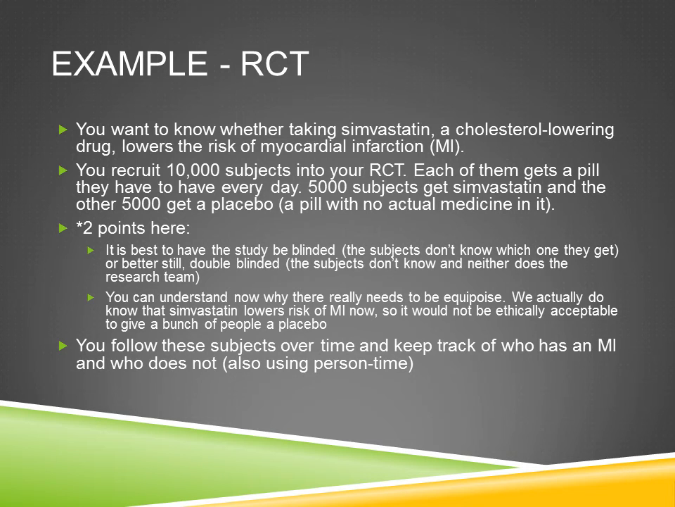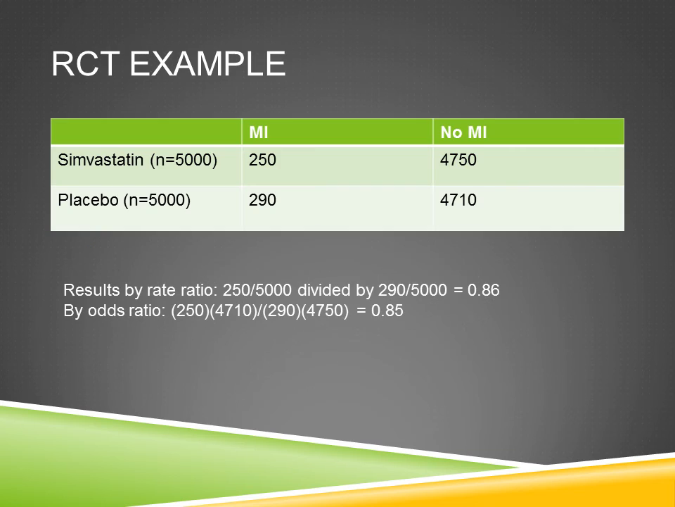And so you follow these subjects over time and keep track of who has an MI and who does not, and you generally use person time like you would in a cohort study. And so here's your results. It's really easy to compare the numbers in the two groups because they both have 5,000 in them, and you can already see that the MI rate is lower in the simvastatin group.